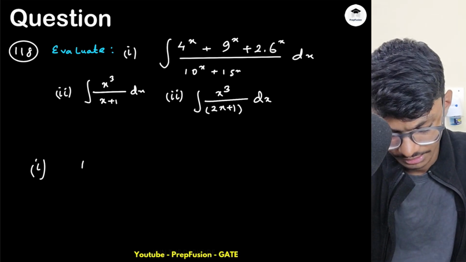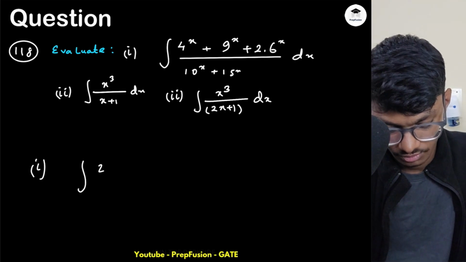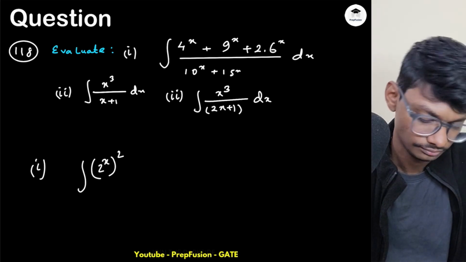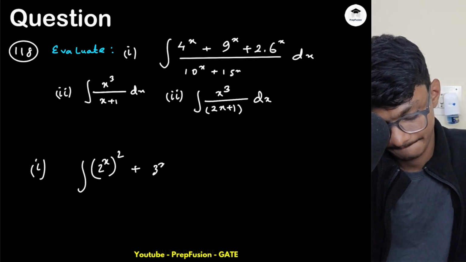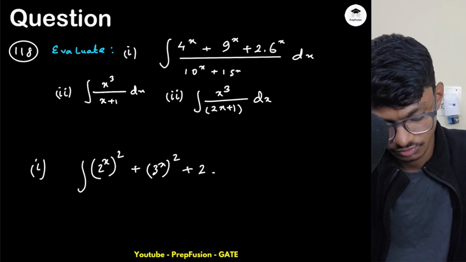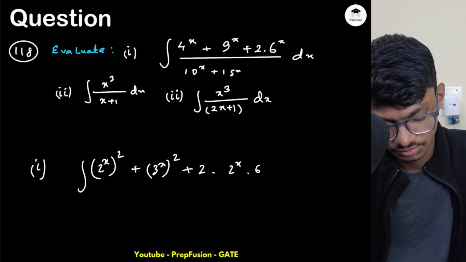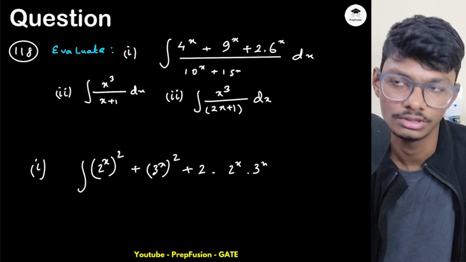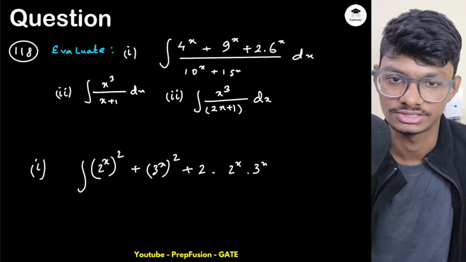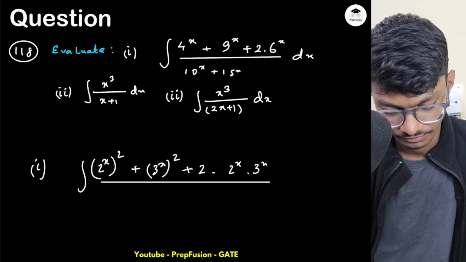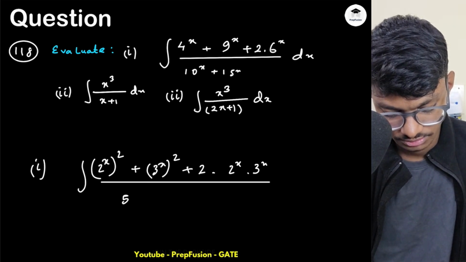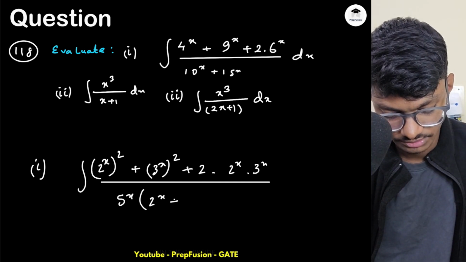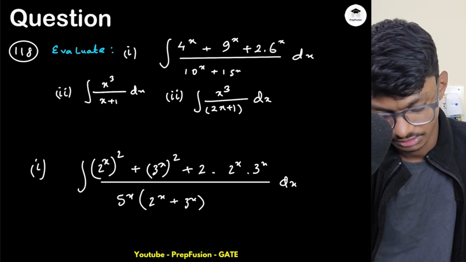So the integration of 2x whole square plus 3x whole square plus 2x into 3x. Basically it was 6 raised to power x. Now I can write this as 2 times 3, and I can further break it down. Basically 5 raised to power x I can take in common, and this will be 2 raised to power x plus 3 raised to power x dx.